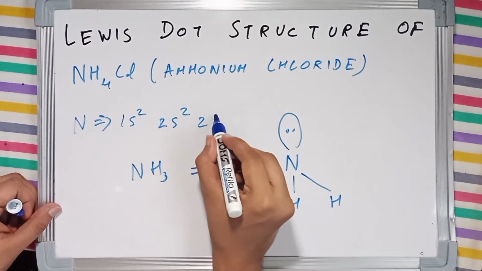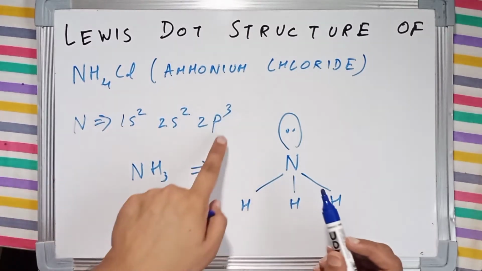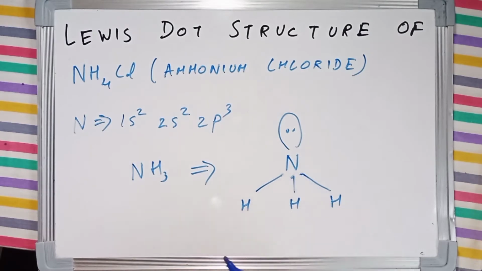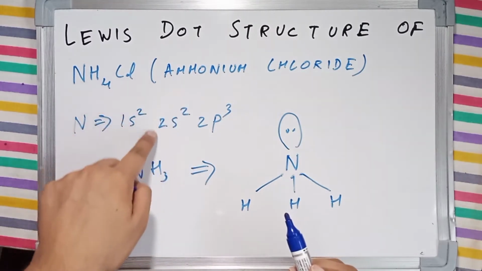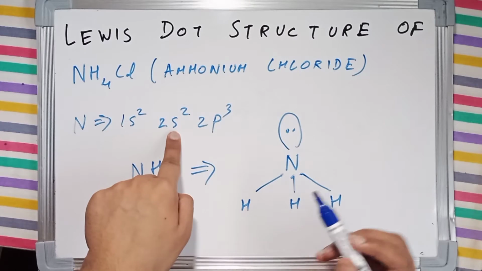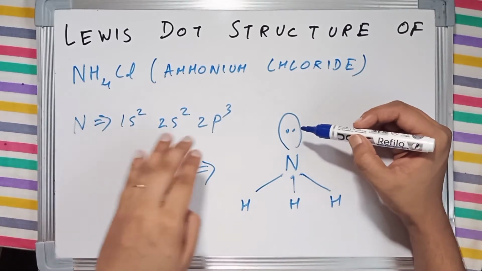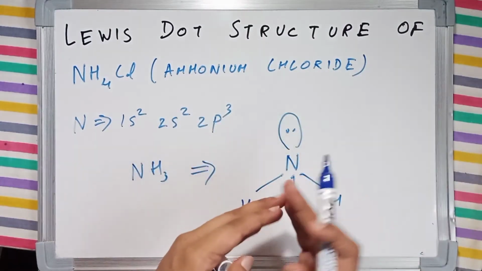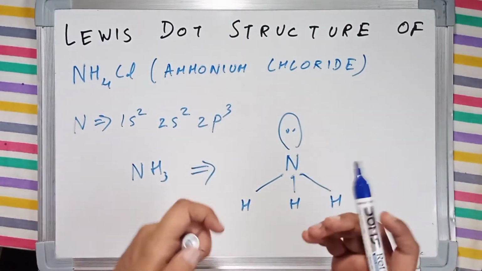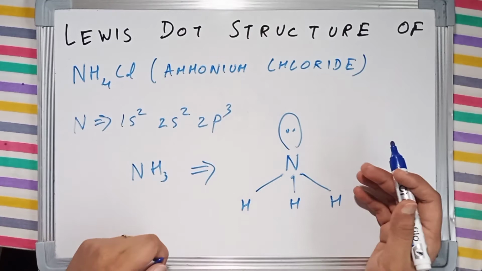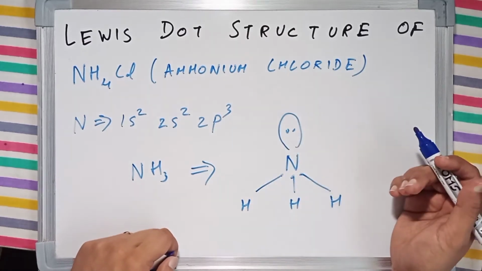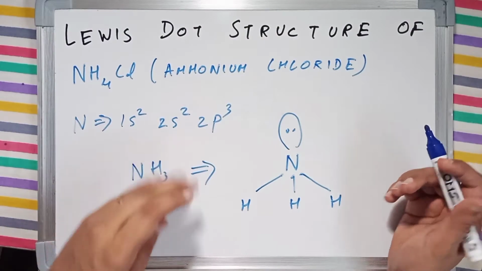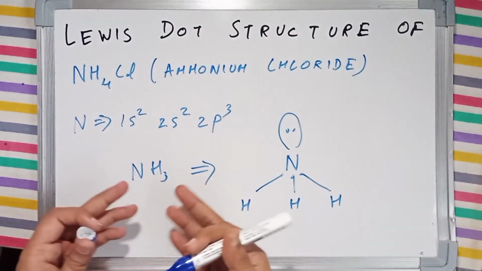2s2, 2p3. So you got 3 electrons here of the 2p subshell, first, second and third, and you've got a lone pair from the 2s subshell, which is this one. Okay, only the electrons from the valence shell participate in molecule formation, not this one. The valence shell is the second shell for nitrogen.